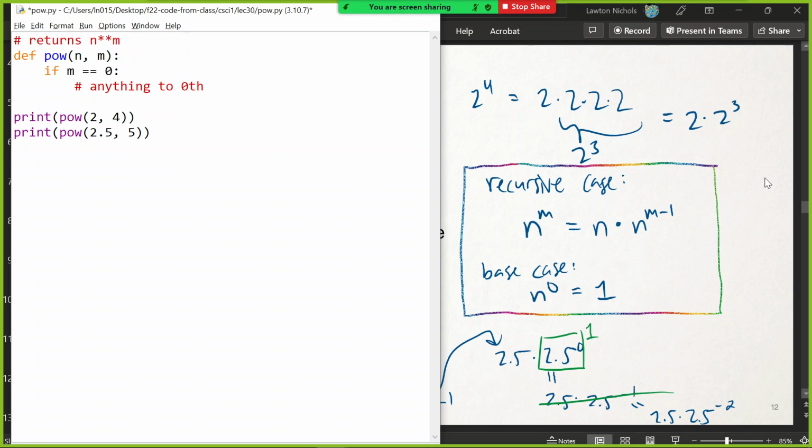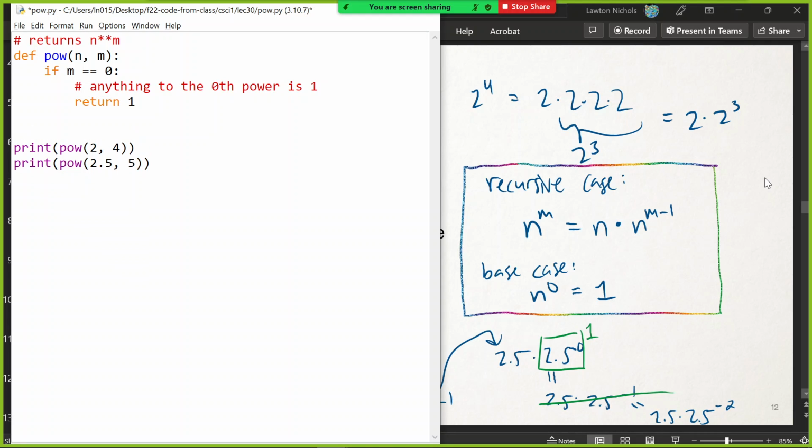Anything to the 0th power is 1. So the answer is immediately 1, and we give that back to the user. Return 1. Okay? Otherwise, else, we're in the recursive case.